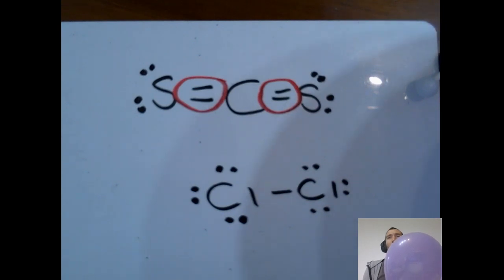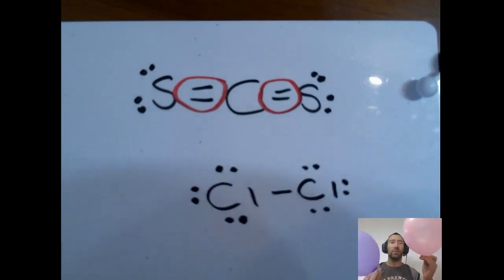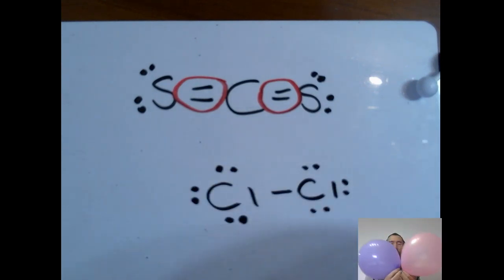So if this is one electron cloud, that's got 4 electrons inside it because it's a double bond, and this can be the other one. And these 2 electron clouds are on this atom in the middle.